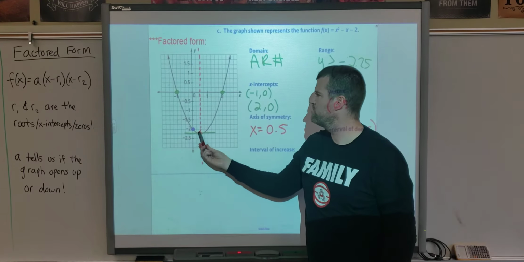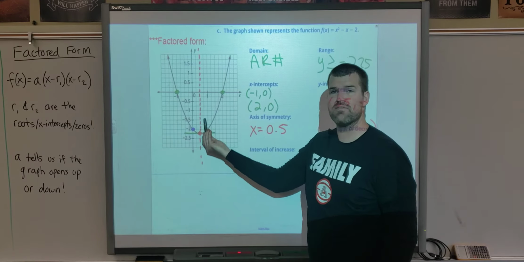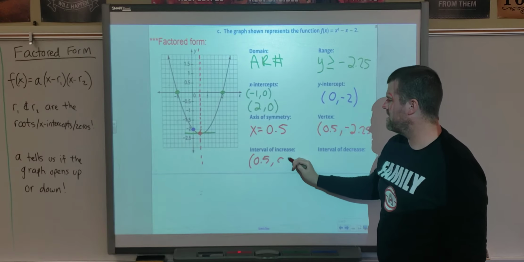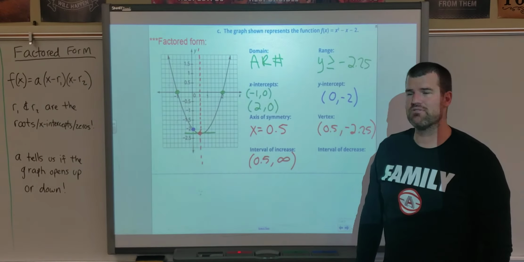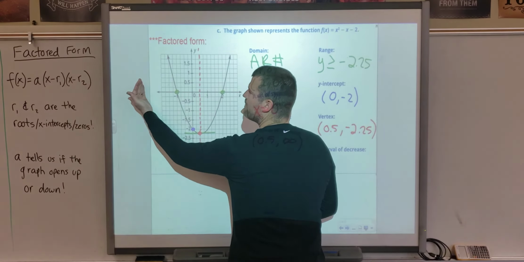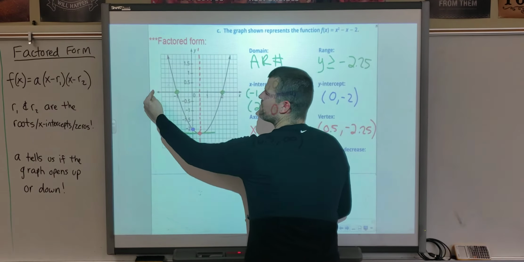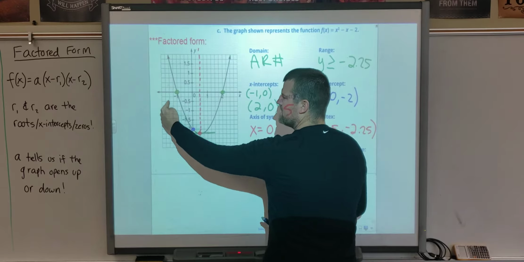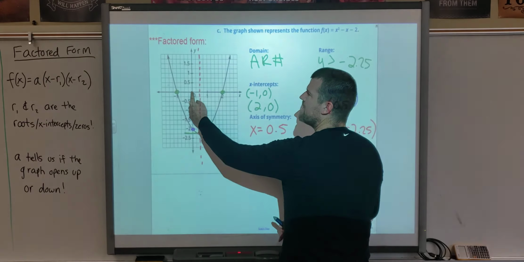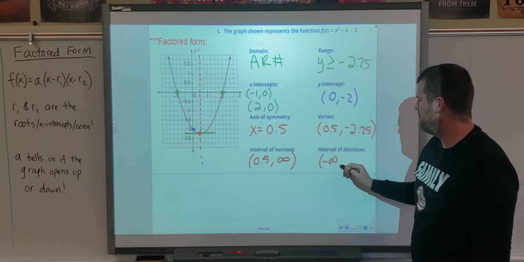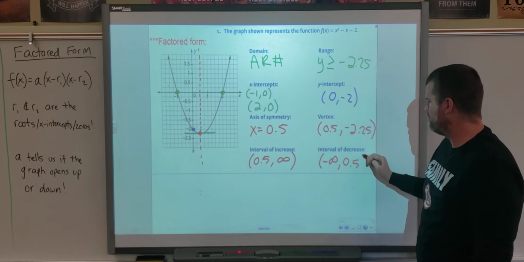So once we get to this axis of symmetry, which is at 0.5, it will increase forever. So the rest of the graph goes up. The part of the graph that was decreasing was everything on the left of the axis of symmetry. So the x value, as far as we can go, will be negative infinity. And as we go this way, the graph continues to go down until we get to the x value of 0.5. So negative infinity to 0.5.